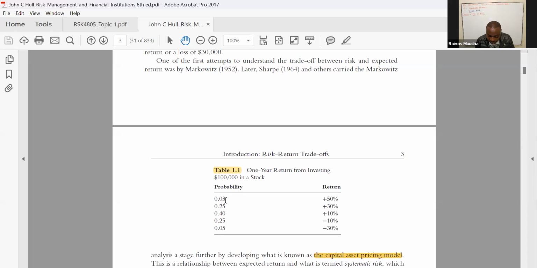So 0.05 means there's a 5% probability that the return is going to be 50%. Then there's a 25% probability that the return is going to be 30%, a 40% probability that the return is going to be 10%, a 25% probability that the return is going to be minus 10%, and a 5% probability that the return is going to be minus 30%. Given these returns and their associated probabilities, we need to calculate the expected return.